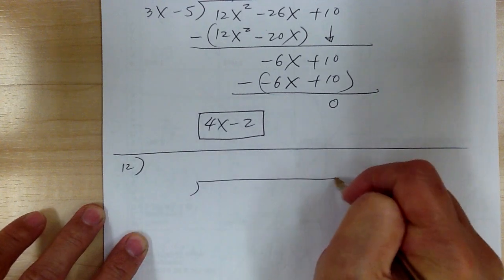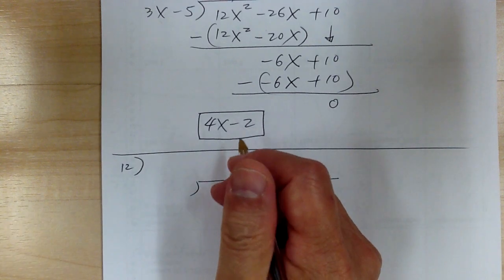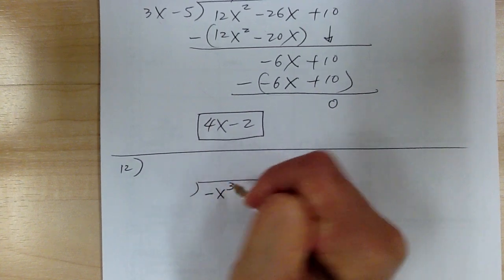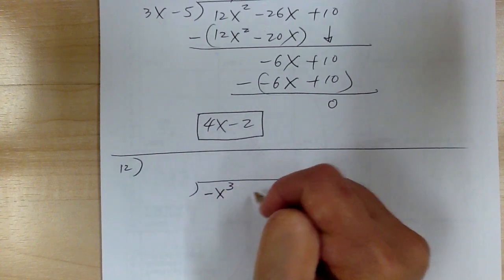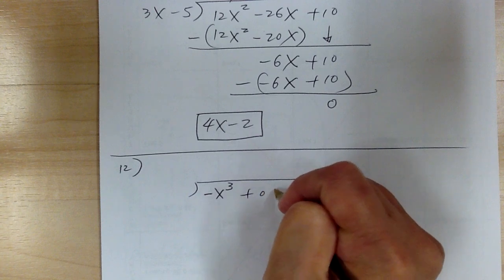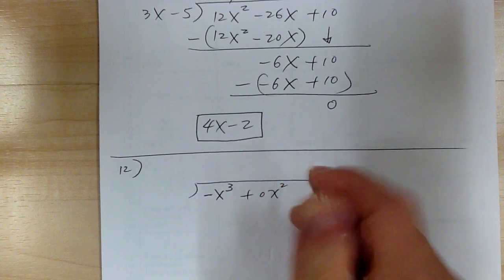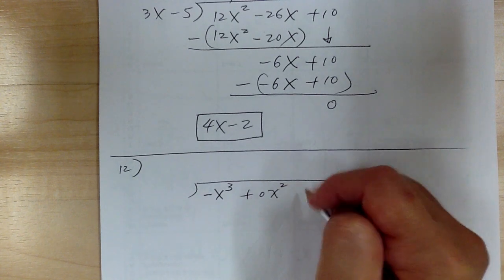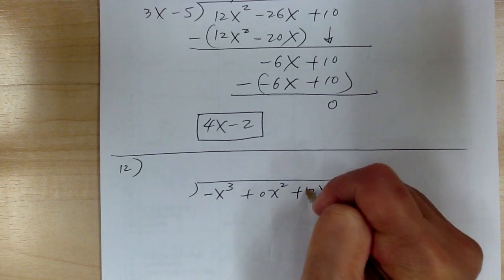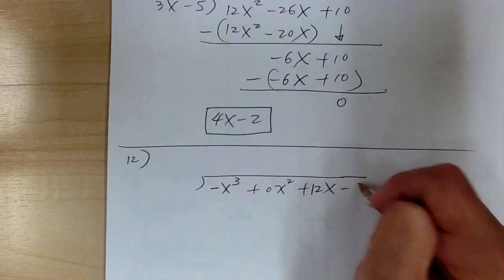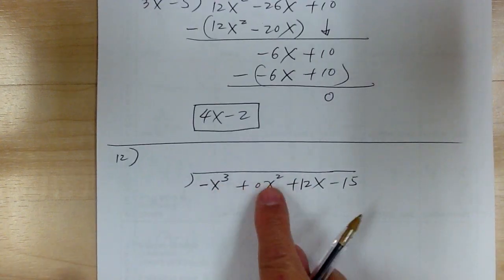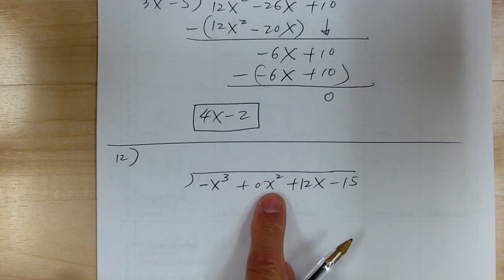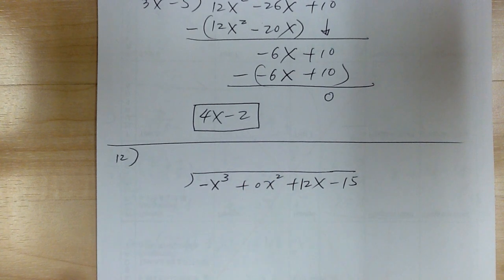So make sure you put everything in order. Notice there's a negative in front of x cubed, right? So it'd be negative x cubed. Then you have to go down to the square. There's no square, so you can leave a blank space, or you can write down 0x squared. Then you have plus 12x, and then you have minus 15. So again, this has to go down in order. If you have a missing term, you have to leave a blank space, or you write down 0x squared.